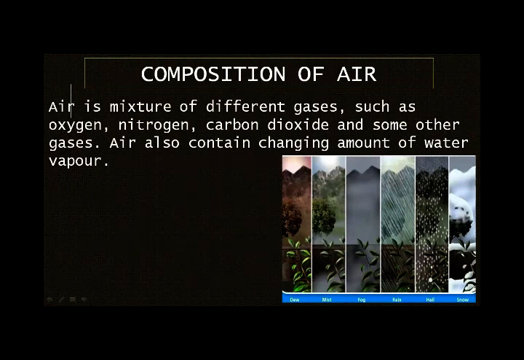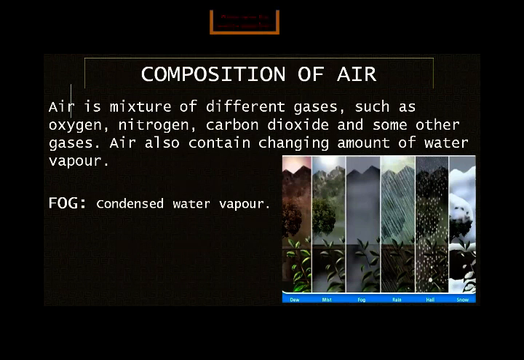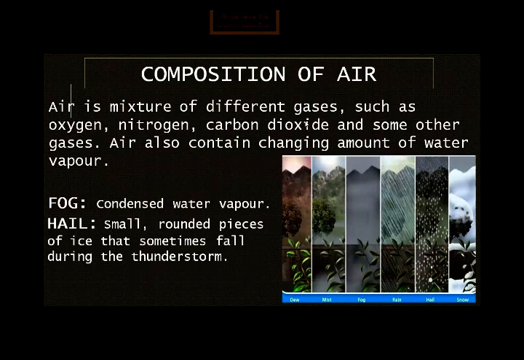Actually students, fog is created during the winter when the air just above the land is cold. This sometimes causes the water vapor to condense on particles of dust and smoke to form a cloud close to the ground, and it is called fog. Okay? And what is hail? The small rounded pieces of ice that sometimes fall during a thunderstorm are called hail. Okay.